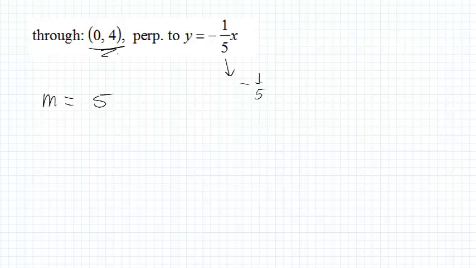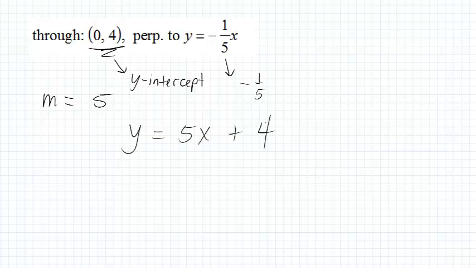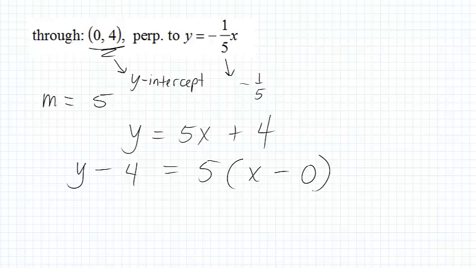Now I notice this point is the y-intercept. So I can put this into slope-intercept form. Had I not noticed that that was the y-intercept, I might have tried to put it into point-slope form and said y minus 4 is equal to 5 times x minus 0, which is an equally correct and acceptable answer.